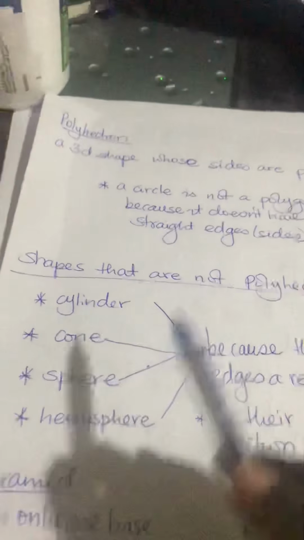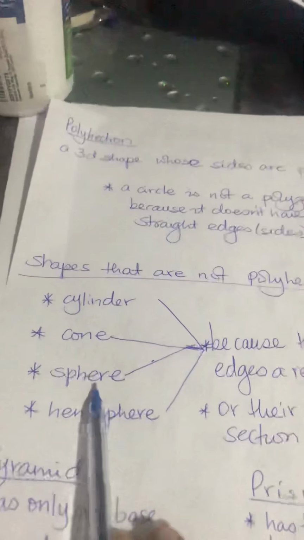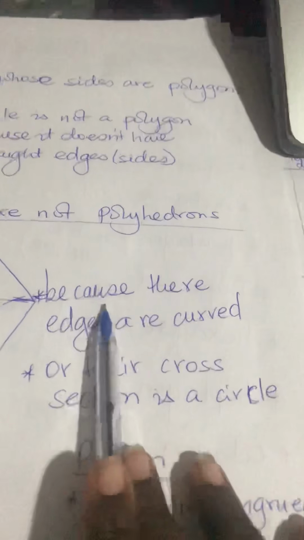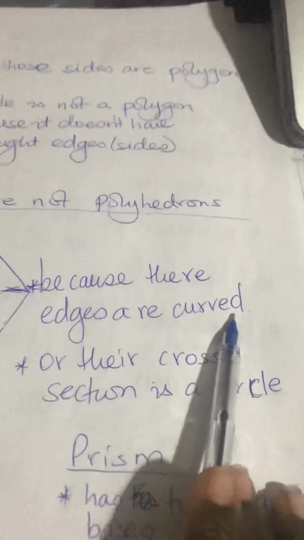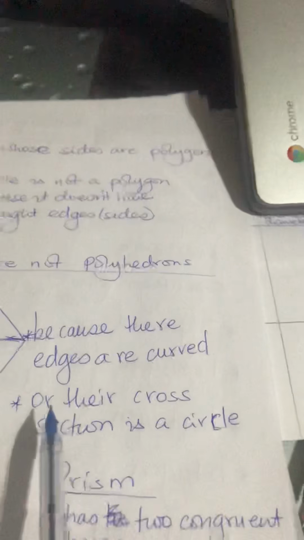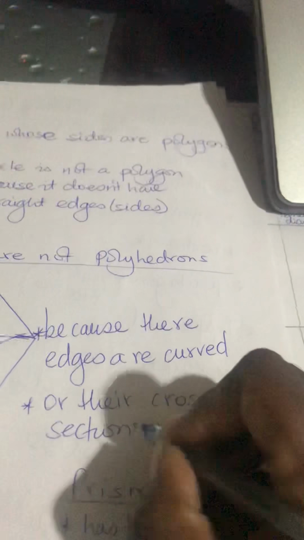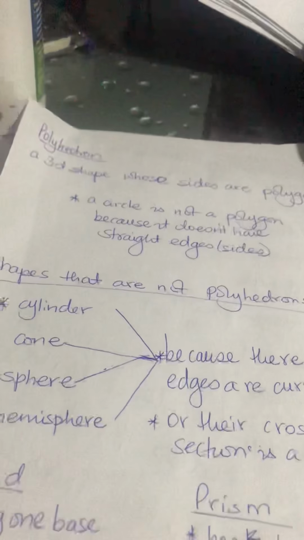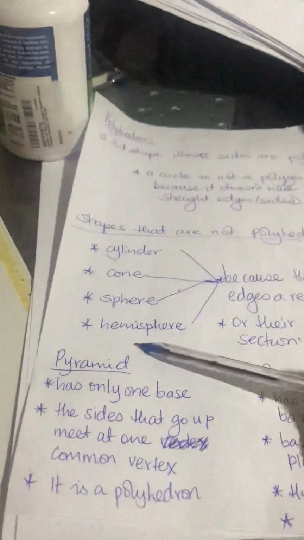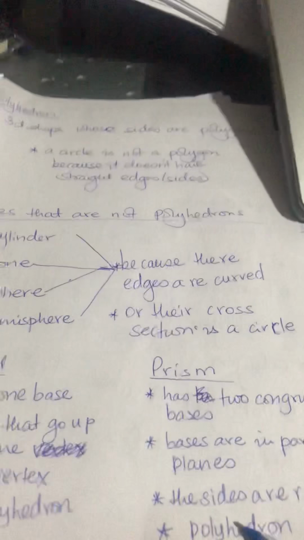Shapes that are not polyhedrons. Please underline and highlight. A cylinder is not a polyhedron. A cone is not a polyhedron. A sphere is not a polyhedron. A hemisphere is not a polyhedron because the edges are curved, or because the edges are not straight. And their cross sections are a circle. Because their cross section is a circle, you are not a polyhedron. Okay? Now, polyhedrons are divided into two. They are divided into pyramids or prisms.